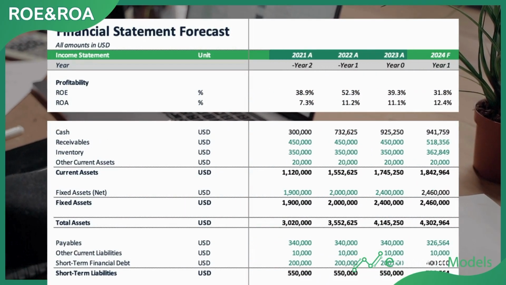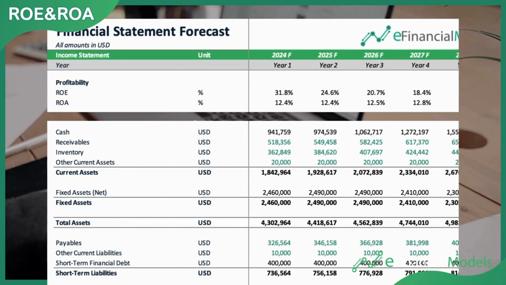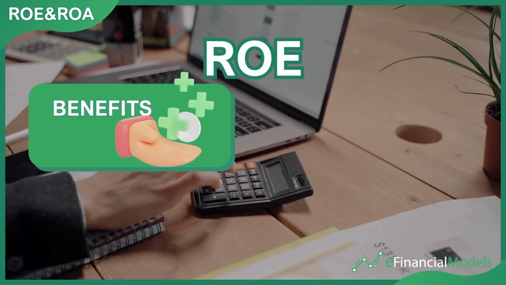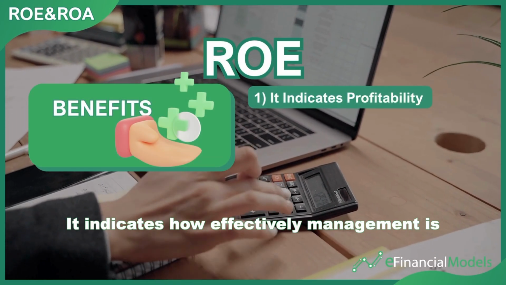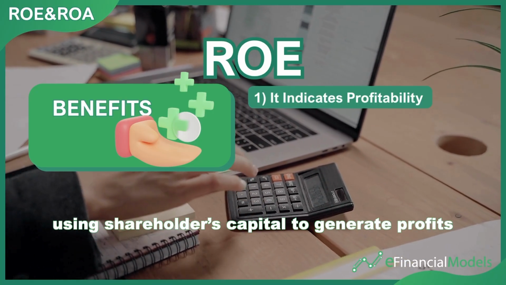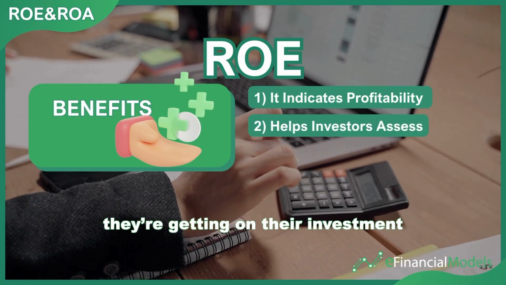In our three-statement model, these ratios are automatically calculated for each year and compared over time to analyze trends in profitability. The benefits of calculating ROE are as follows. First, it indicates how effectively management is using shareholders' capital to generate profits. Second, it helps investors to assess the return they're getting on their investment.